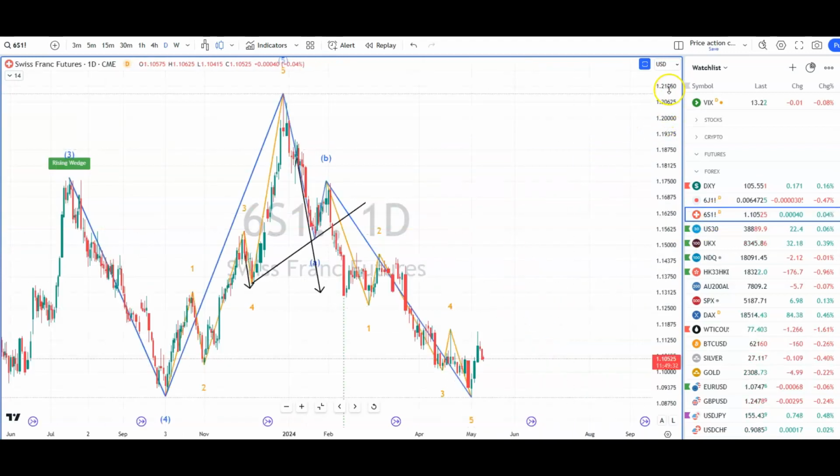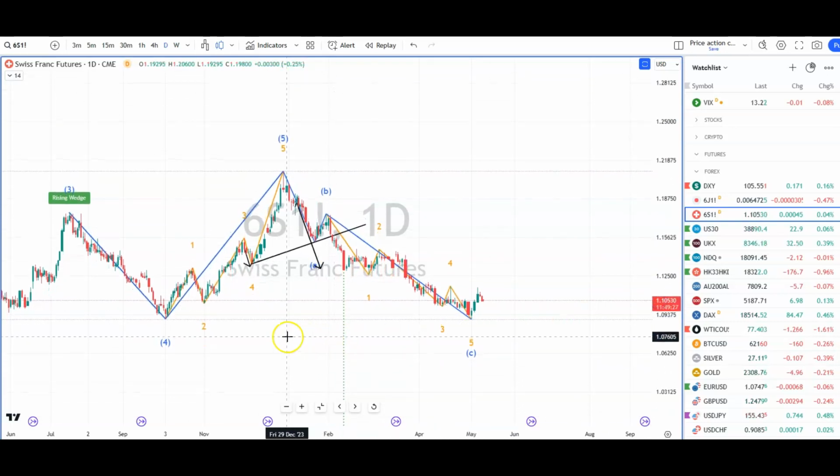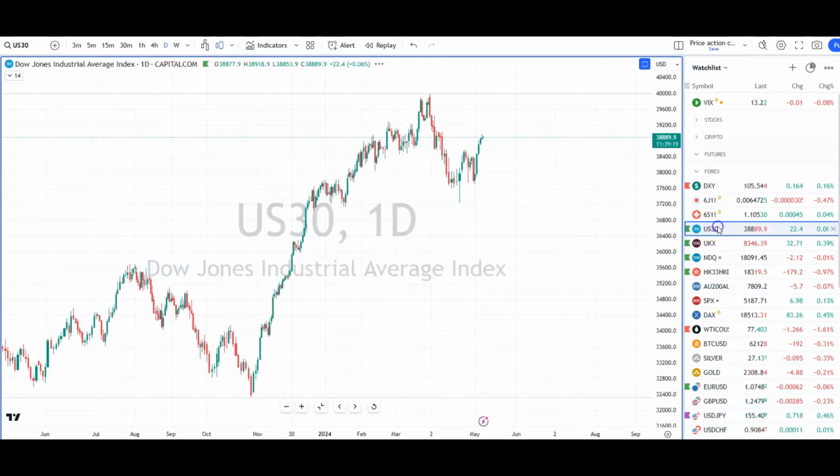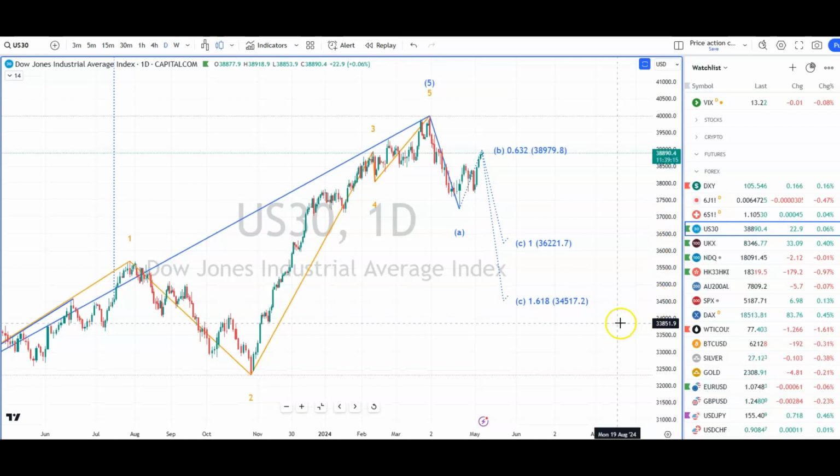Swiss franc futures, no chart pattern at all, so doesn't help us. But what I will be talking about is the Elliott wave formation. So the Swiss franc futures is not clear. Same for the US 30 Dow Jones index.